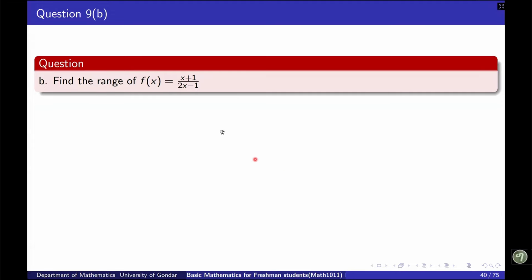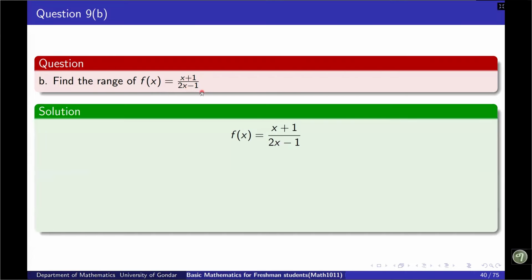The next one is this rational function. The range of the rational function (x + 1)/(2x - 1). So we are given the function f(x) = (x + 1)/(2x - 1). And then solving for x in terms of y, we have y = (x + 1)/(2x - 1).